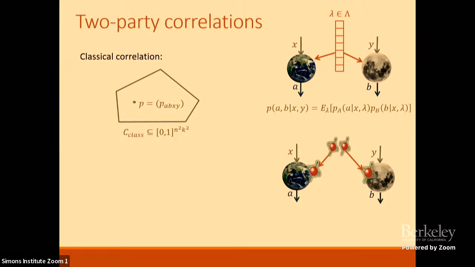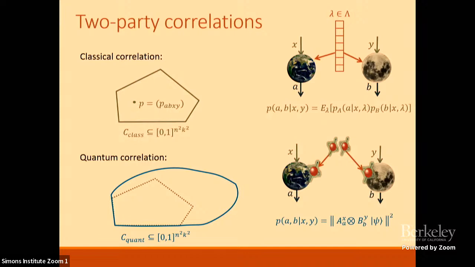And now you ask the physicist, okay, well, what's the class of distributions that can be generated in this experiment? And they'll write for you the Born rule. It's not important to understand this formula right now. Psi is a vector. It's the state vector that represents the state of my photons. And A and B are measurements that are performed on the Earth and on the Moon. What is important is just that if you plot it, you get a bigger set.